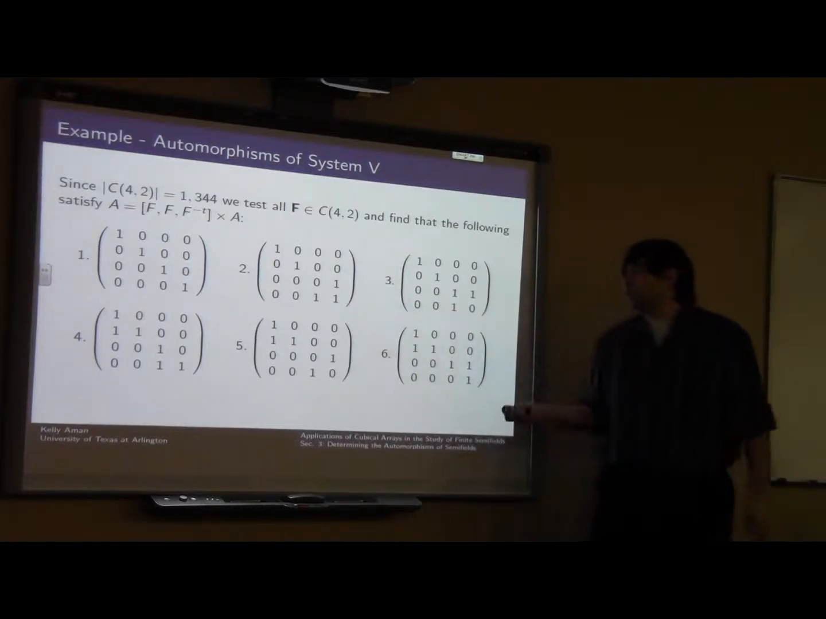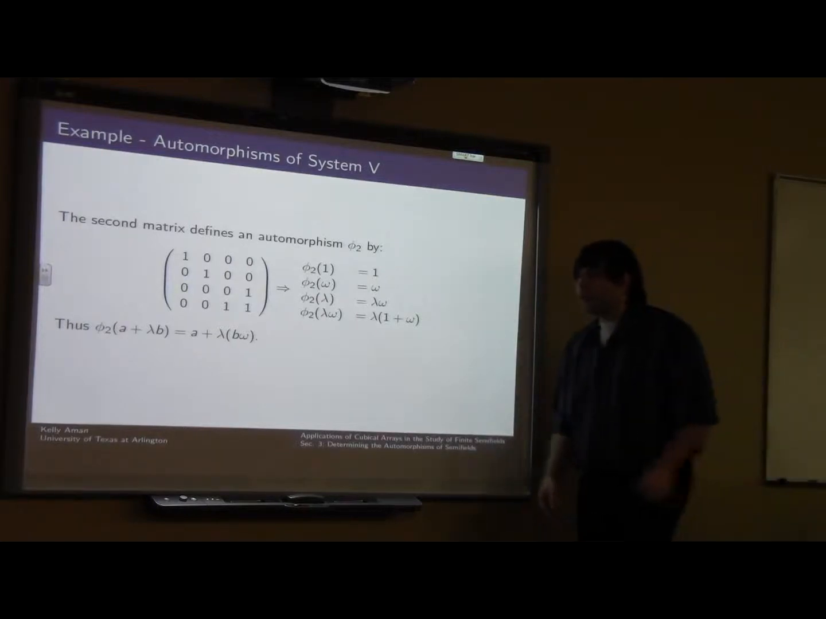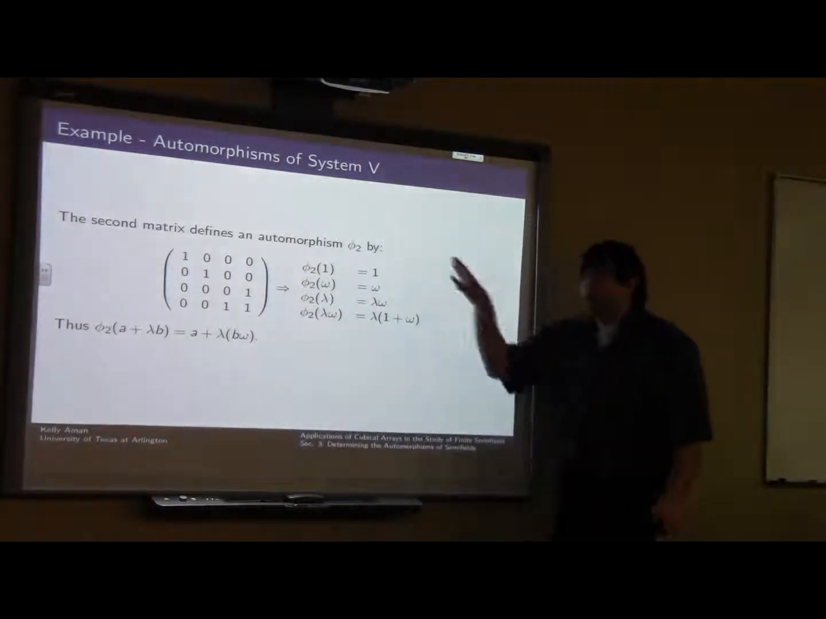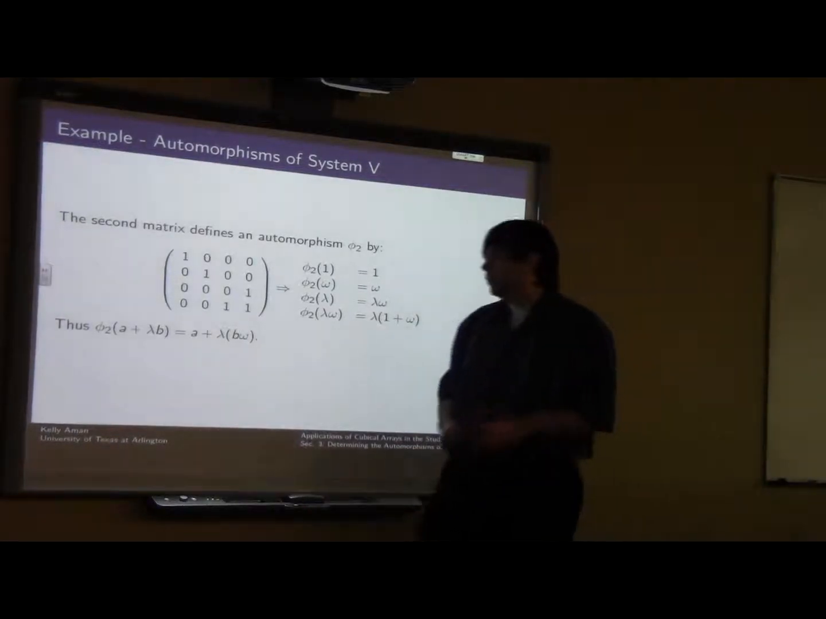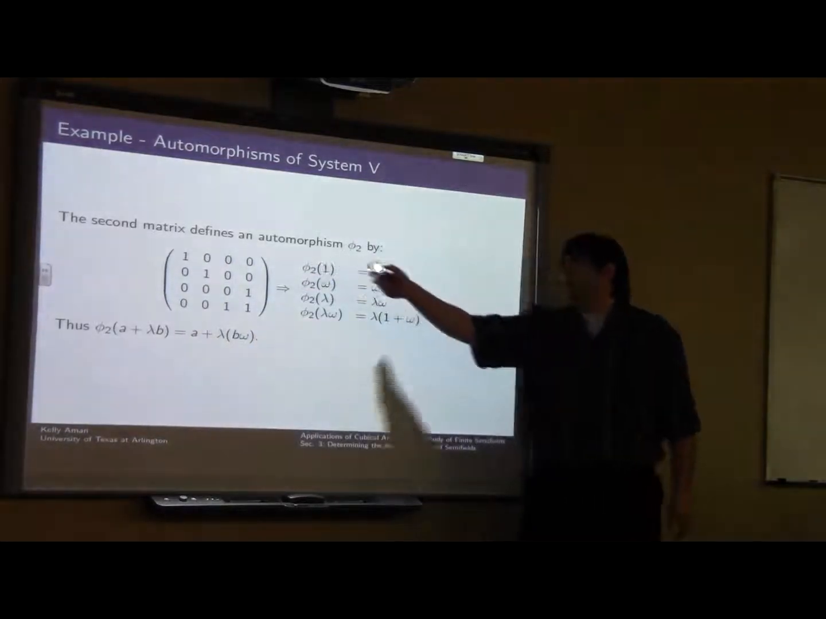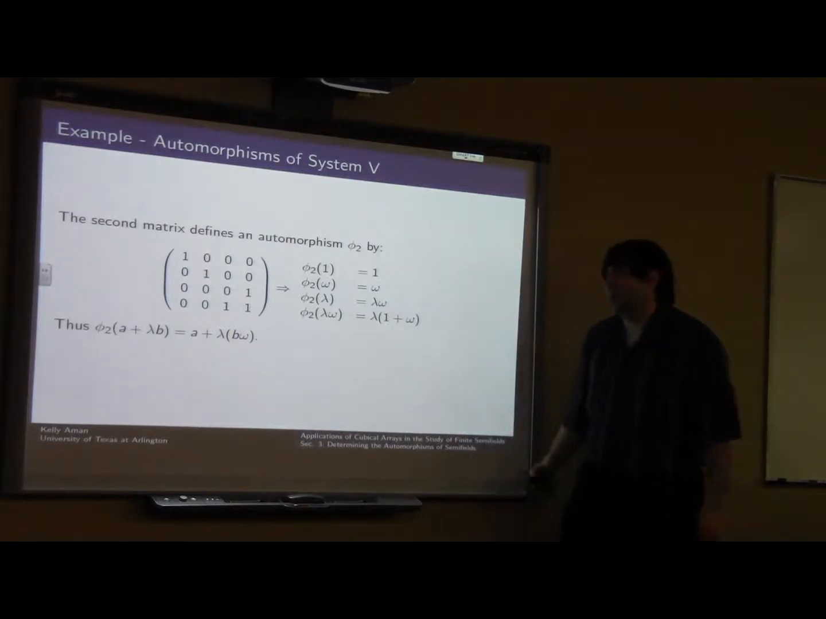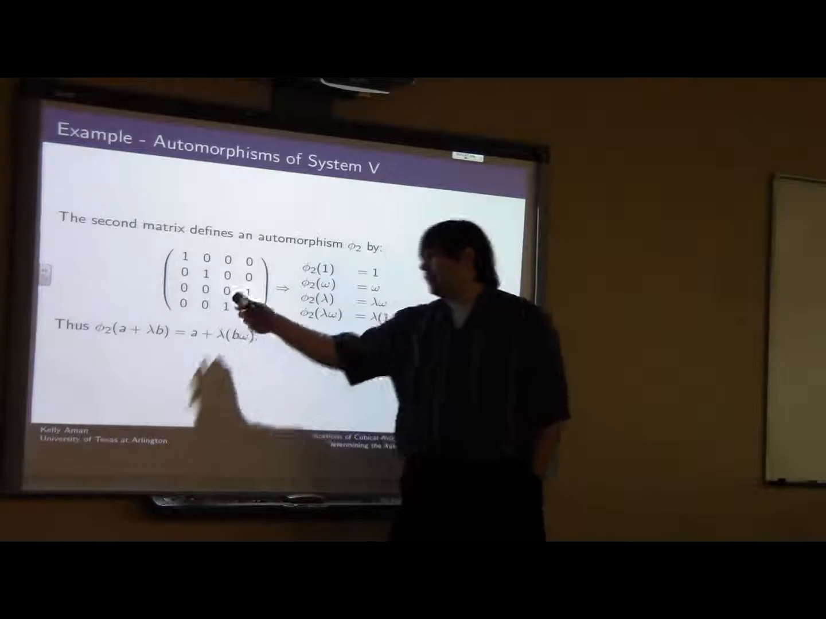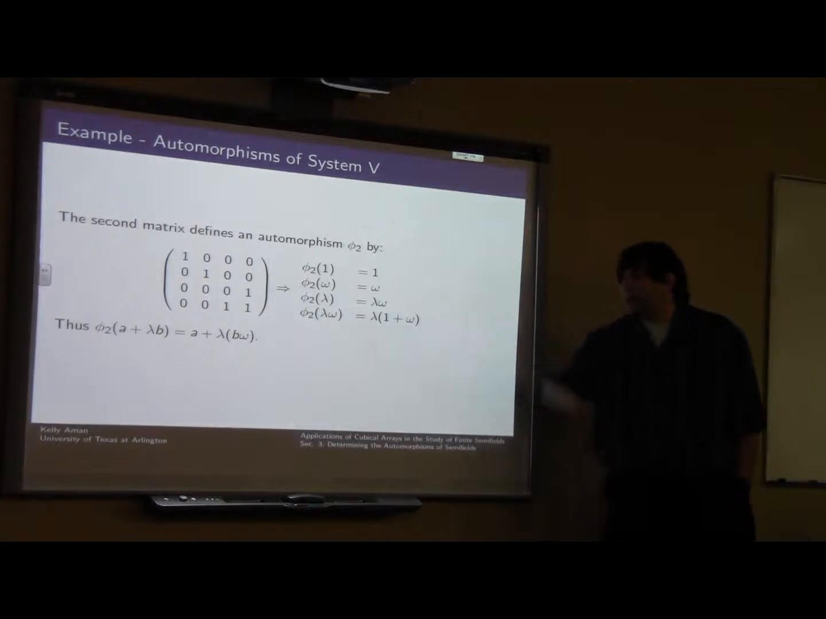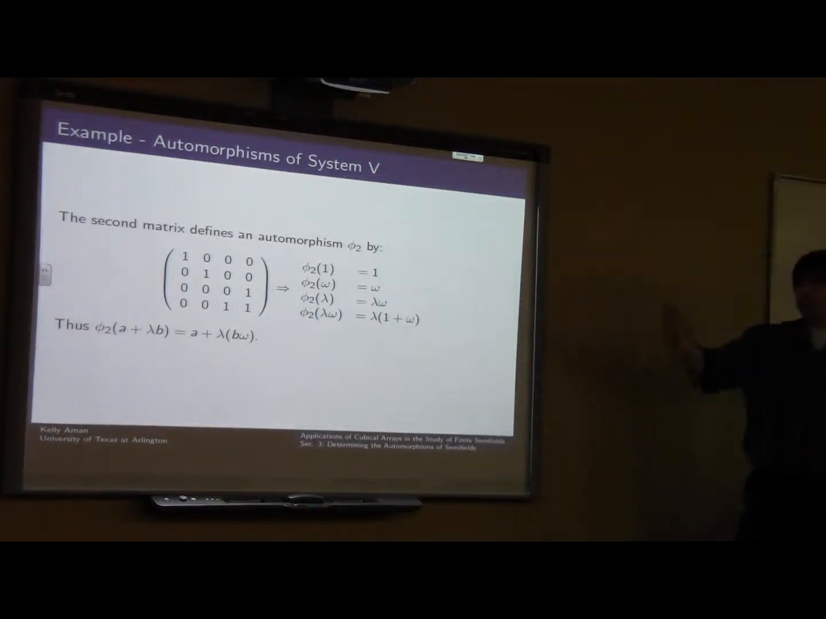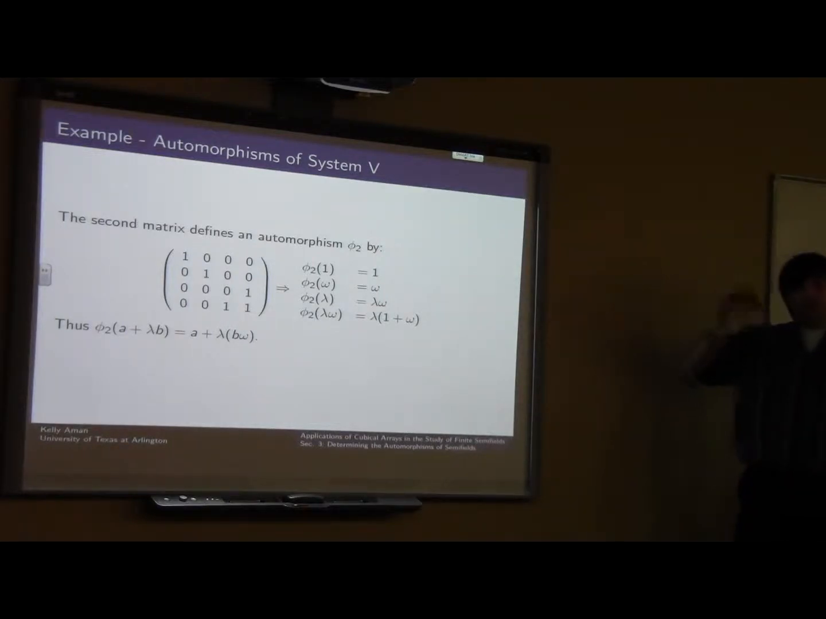So let's look at the second matrix. And I'm going to let phi2 denote the automorphism defined by this matrix. So the rows of this matrix are where your basis elements are getting mapped to by the automorphism in vector form. So the first row tells us that the first basis element is getting mapped to itself. The second row tells us the second basis element is getting mapped to itself. The third row tells us that phi2 of lambda is equal to lambda omega. And then the last row tells us that phi2 of lambda omega is equal to lambda times (1 plus omega), which is equal to lambda omega squared.